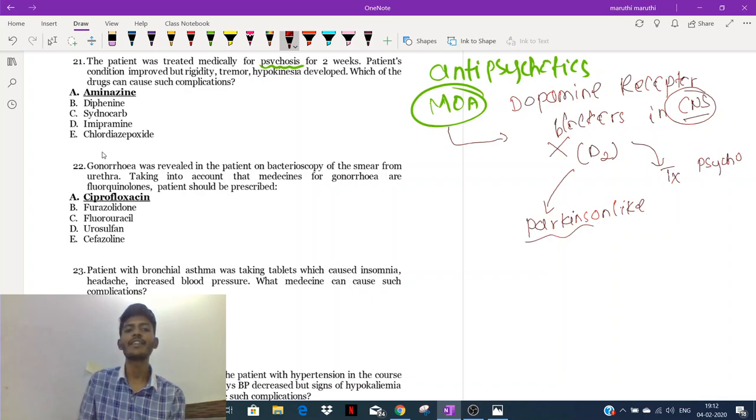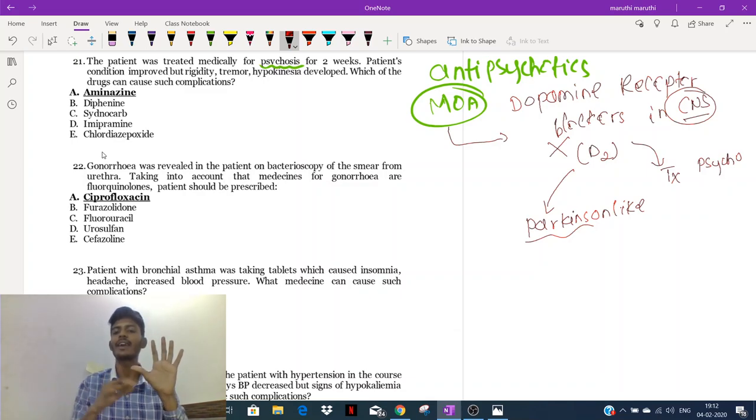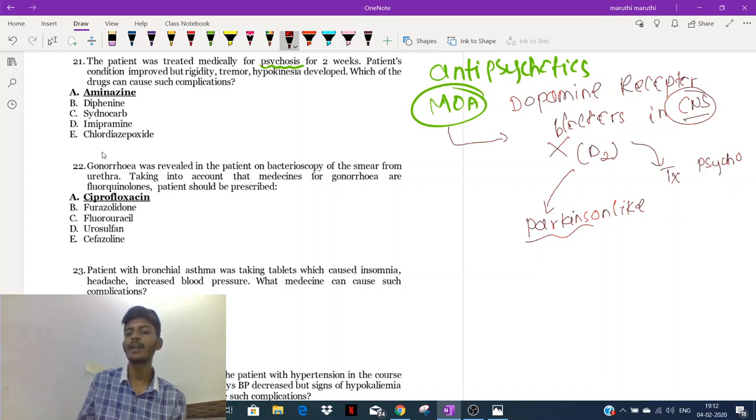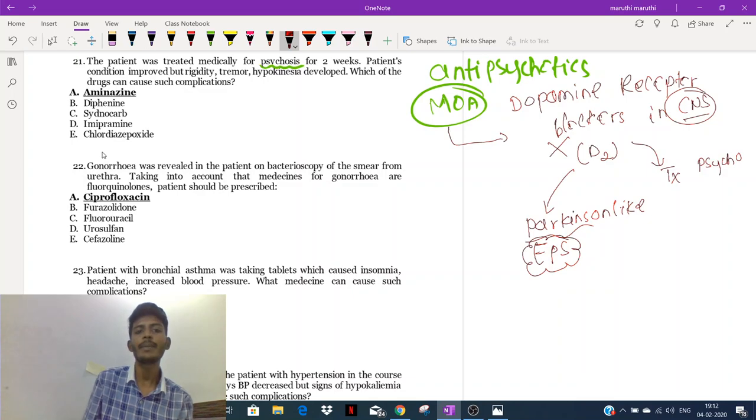Parkinson-like symptoms means the patient will have what? Hypokinesia, tremors, rigidity. Why? Parkinson disease is also a disease which is happening due to deficiency of dopamine. At the same time, let's compare this to the antipsychotic. Antipsychotic will also create a condition like dopamine deficiency. Why? Because it is blocking the dopamine receptor. Now, the person will develop Parkinson-like symptoms. These are also called extrapyramidal symptoms, EPS. The extrapyramidal symptoms include tremors, hypokinesia, and rigidity.